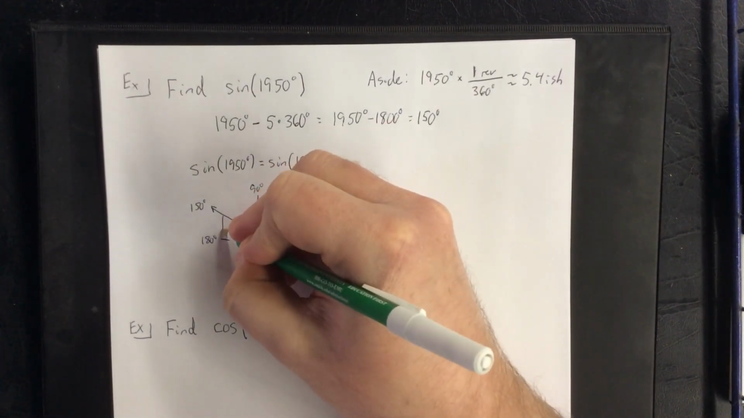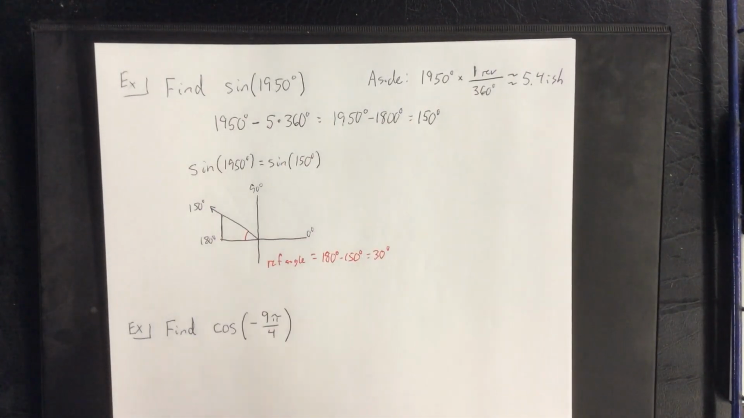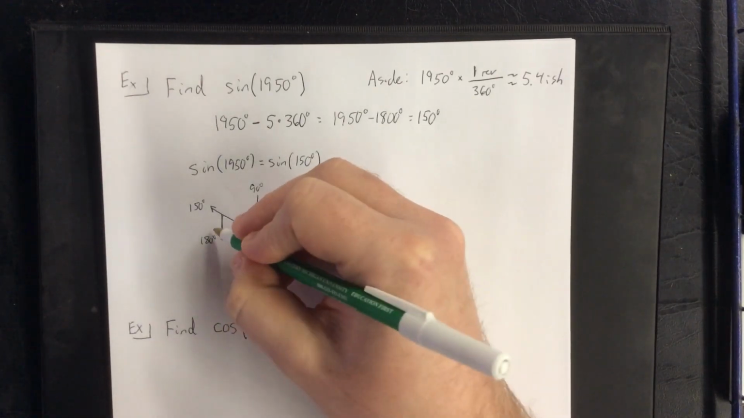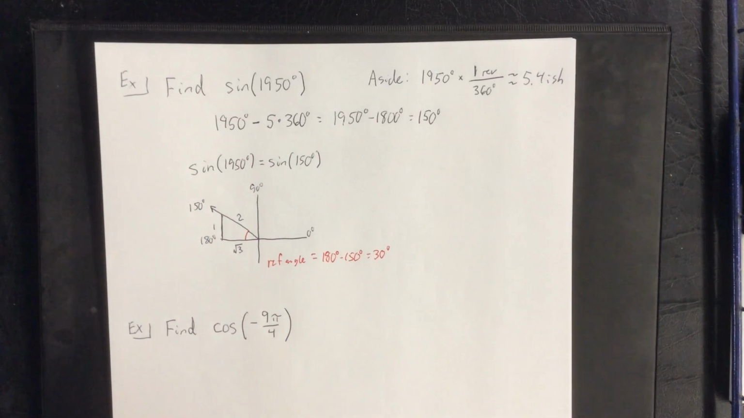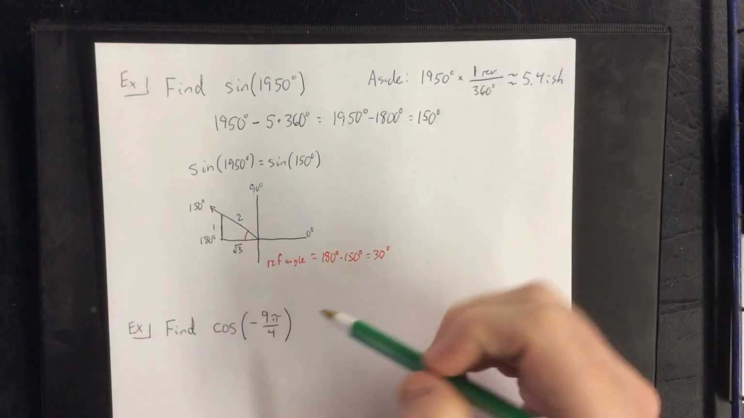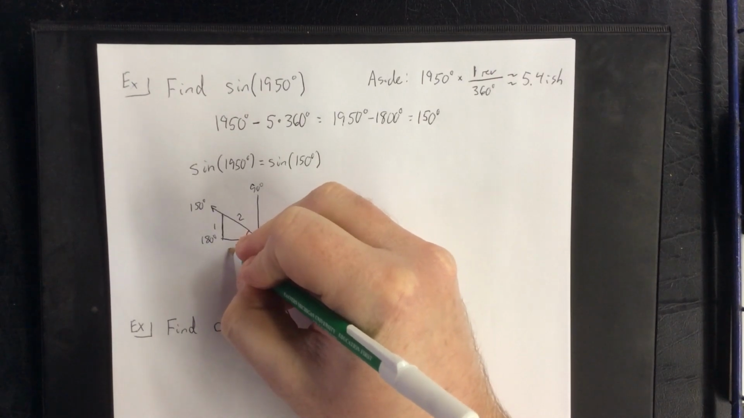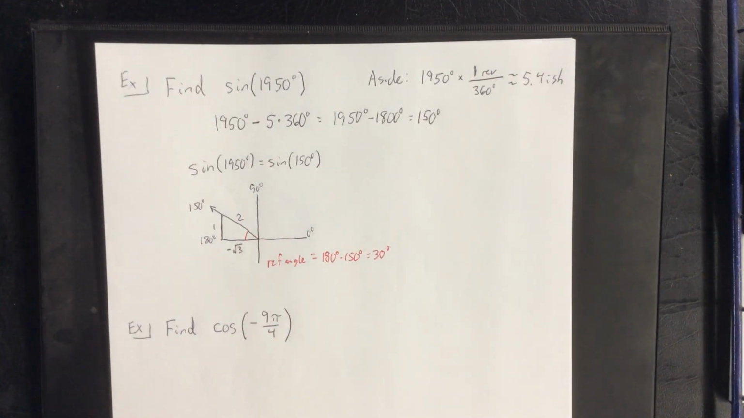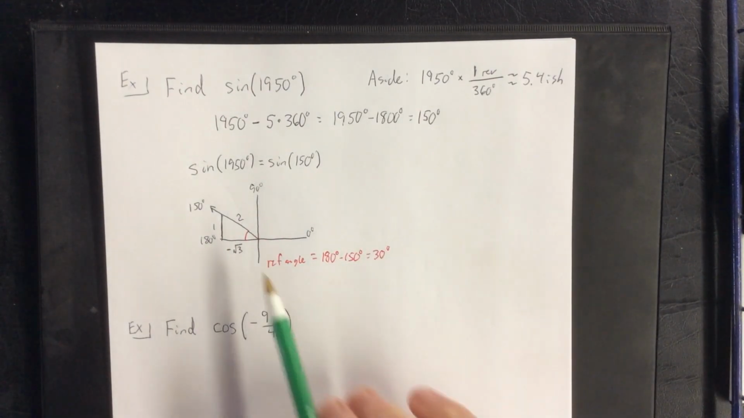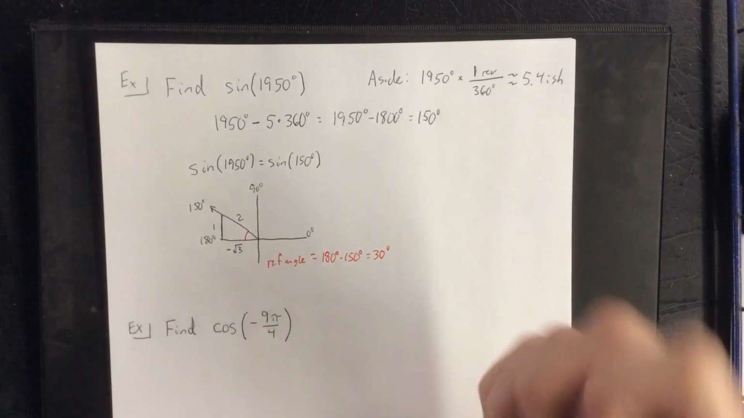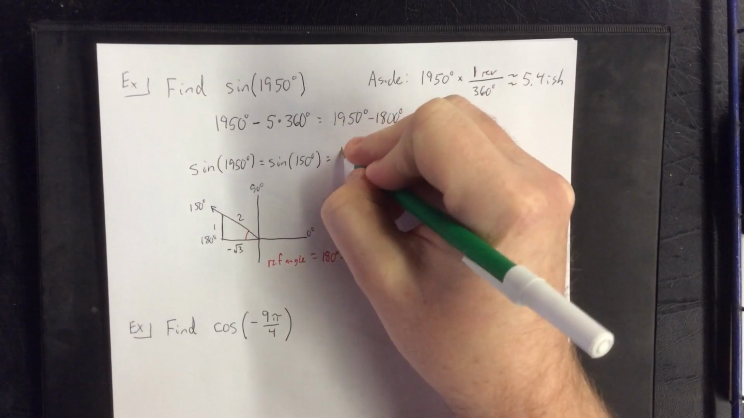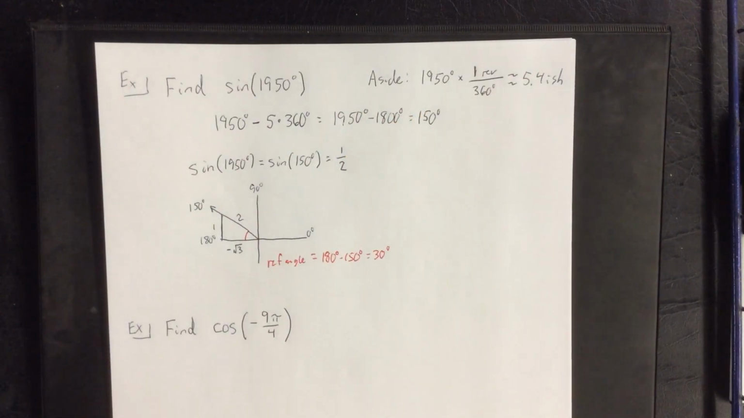Now given that it's a 30-degree angle, we are dealing with the 30, 60, 90 right triangle, and I would label the sides appropriately. The sides would be 1, 2, and the square root of 3, but because we're in quadrant 2, the horizontal side, square root of 3, would have to be negative. Good news is, I'm not really interested in that part because we're looking for the sine of this angle, which is opposite over hypotenuse. This would be equal to 1/2.